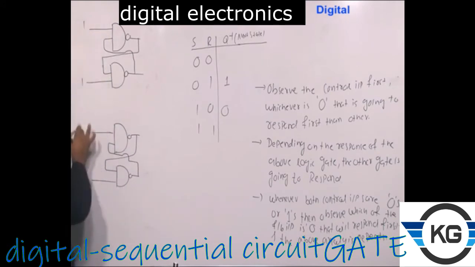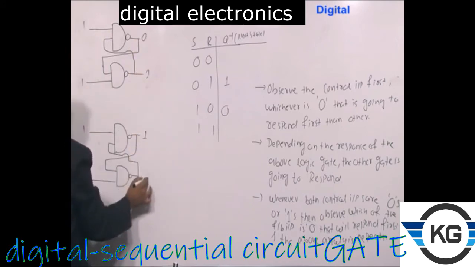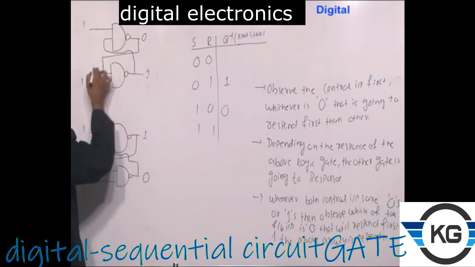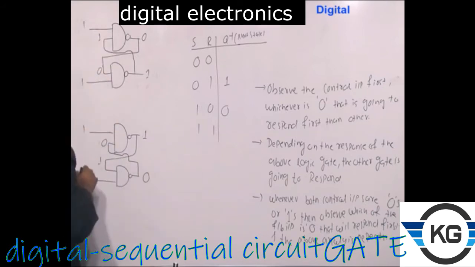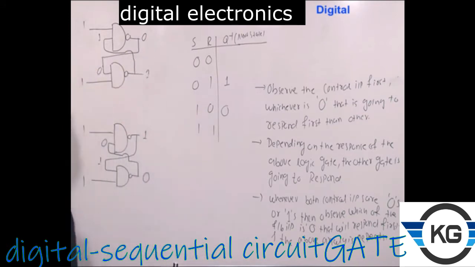Let us make this as 1, 1. So 1, 1 I am making. Once again 0, 1, once again 1, 0. So this is 0, this is 1. Now we have to make use of the third statement. Whenever both control inputs are zeros or both are 1, so here both these are 1. So now I cannot conclude.